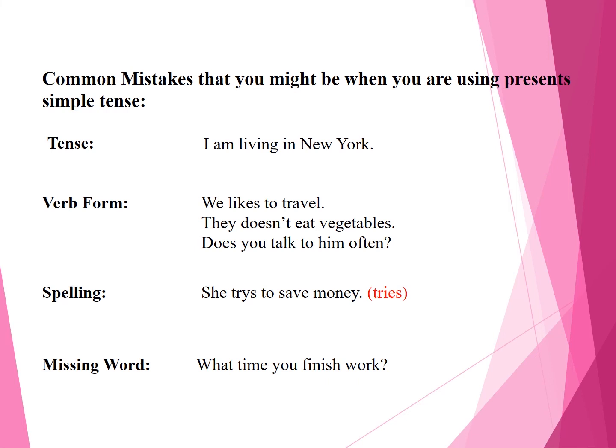Number 4. Missing word. Sometimes an entire word is missing. When we say what time you finish work, it is grammatically wrong. Maybe you understand the question, but it is still wrong. And you should add do, even if you have a WH question word like what or what time in these examples. So the correct form is what time do you finish work.